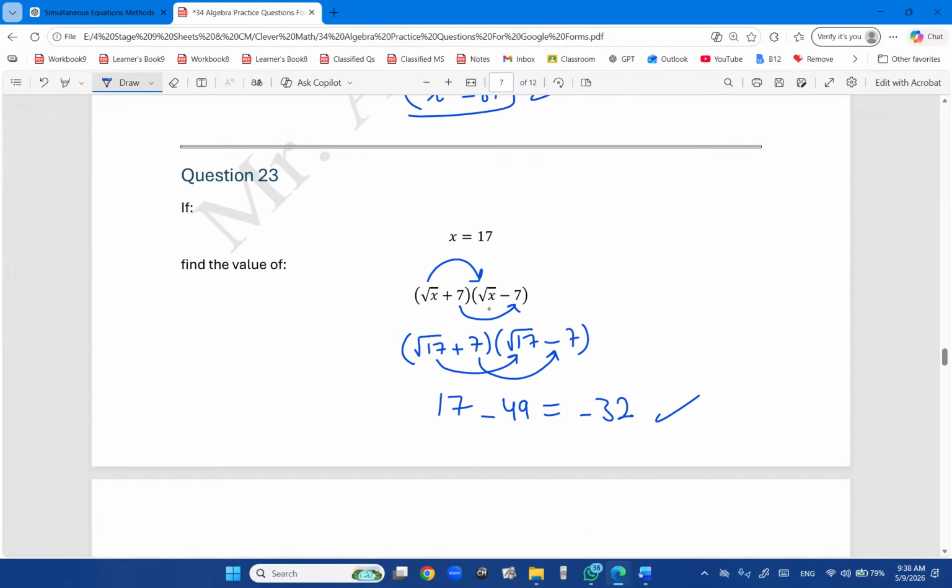And I'm sorry, just don't forget that any square root multiplied by itself will always give you the same number that is under the root. It should give you square root of 64, which is just 8.